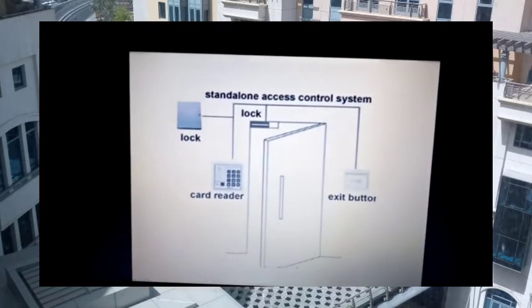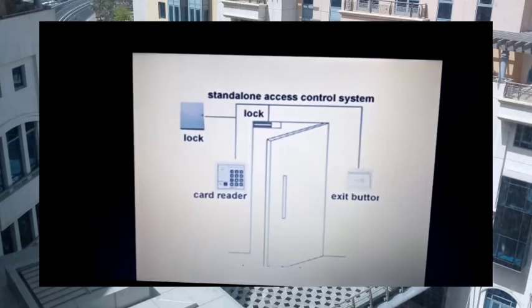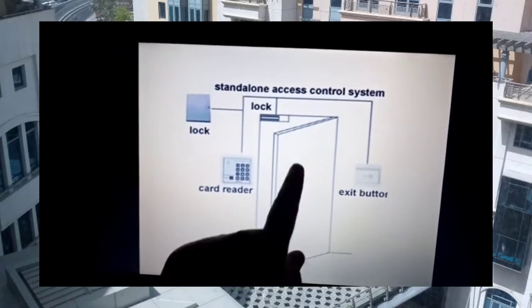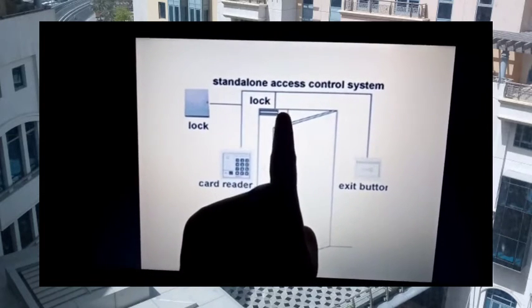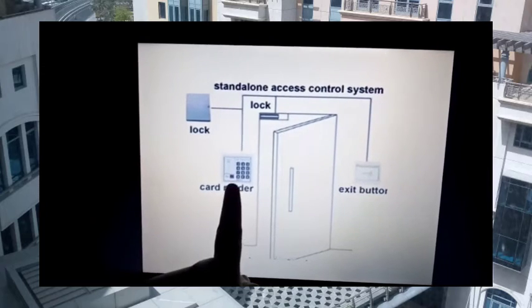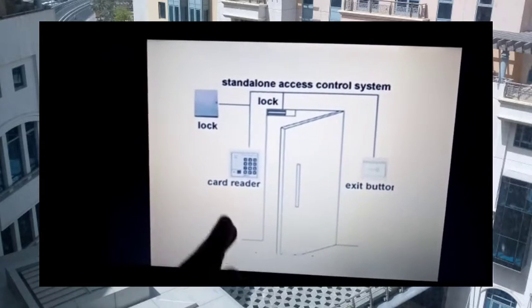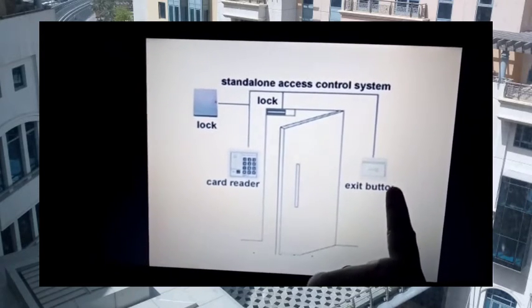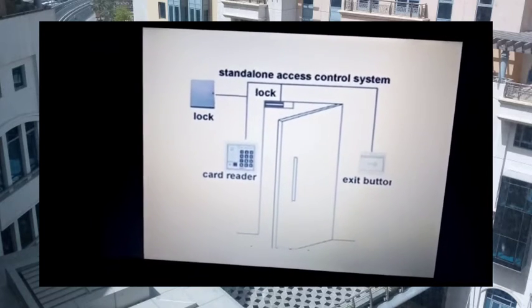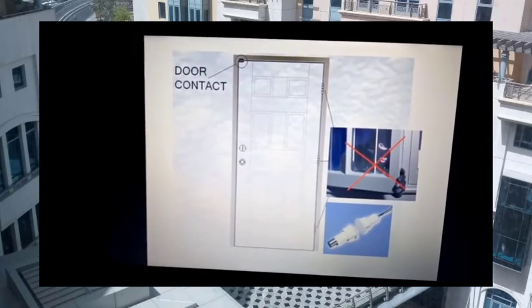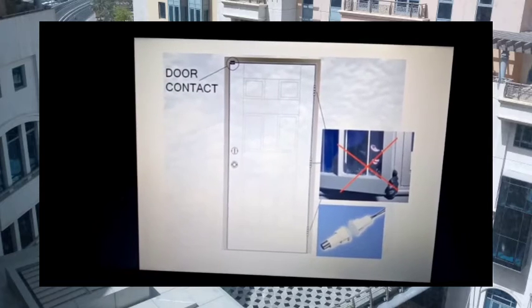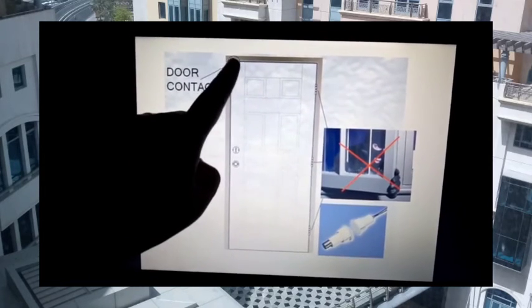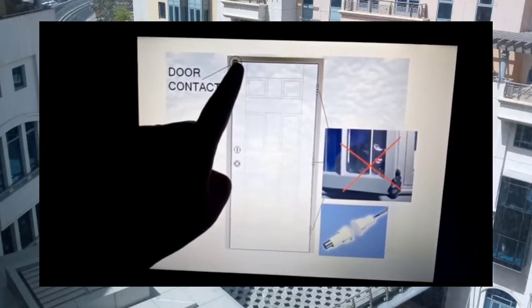Here is an example of standalone access control system. Andito yung door, meron tayong electromagnetic lock. Okay, and then here's the card reader, and papasok, may card reader. Pagpalabas na may exit button. Para sa door contact system, we also have this door, and on the upper left corner is the door contacts.